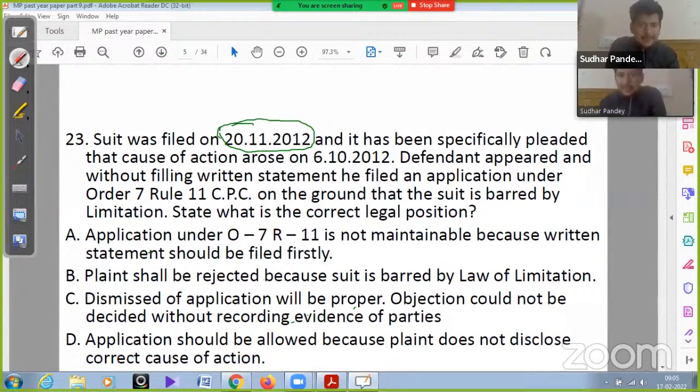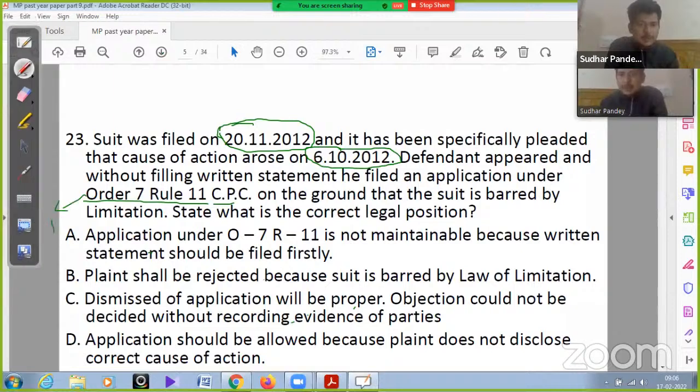Here you have to remember all the dates which have been mentioned in the suit, in this particular problem very much clearly, that the suit has been filed on 2011-2012, and it has been specifically pleaded that the cause of action arose on 6/10/2012. Defendant appeared without written statement, that is WS. He filed an application under Order 7 Rule 11. Order 7 Rule 11 means he is talking about rejection of plaint.